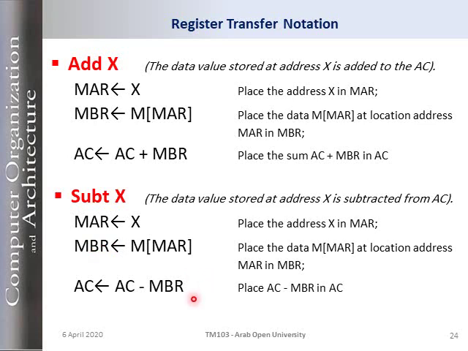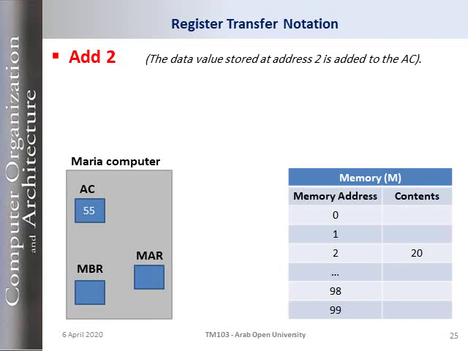And then we will subtract: accumulator minus memory buffer register, and the result will be stored in the accumulator. This is an example of add. For example, if we said add 2, this is the main memory again, and this is the Maria computer CPU. We have accumulator, memory address register, and memory buffer register. Add 2 means go to memory address 2, get whatever is there, and add the value to the accumulator.